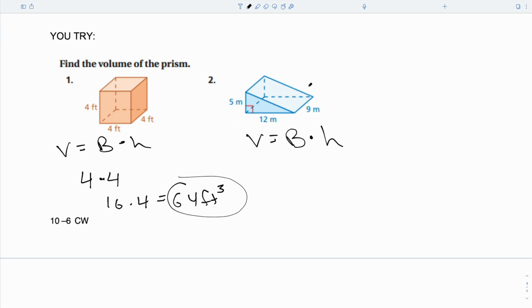Number 2, we have a triangular prism. The area of the base is not 12 times 9. What did I do wrong if I put 12 times 9 times 5? What was my blunder, Bryden? You're supposed to flip the triangle on the side, and because of that, it would become 5 times 12. The base is the triangle part, not the square. Even though this looks like the rectangle on the bottom, you always use the triangle as your base if it's a triangular prism.